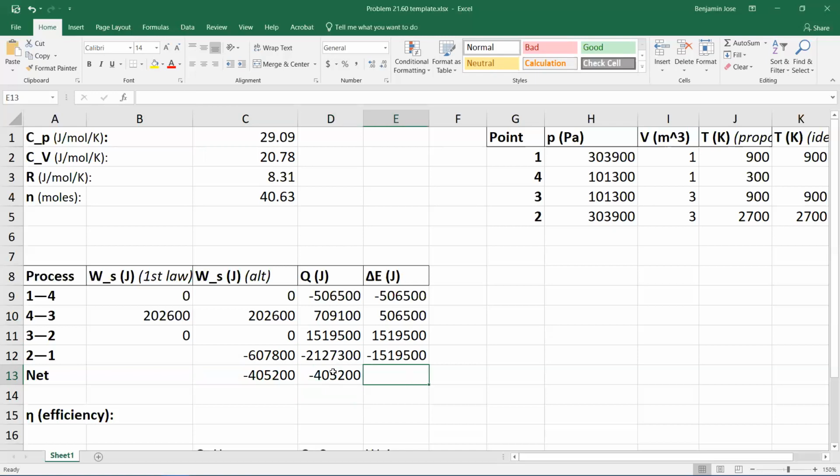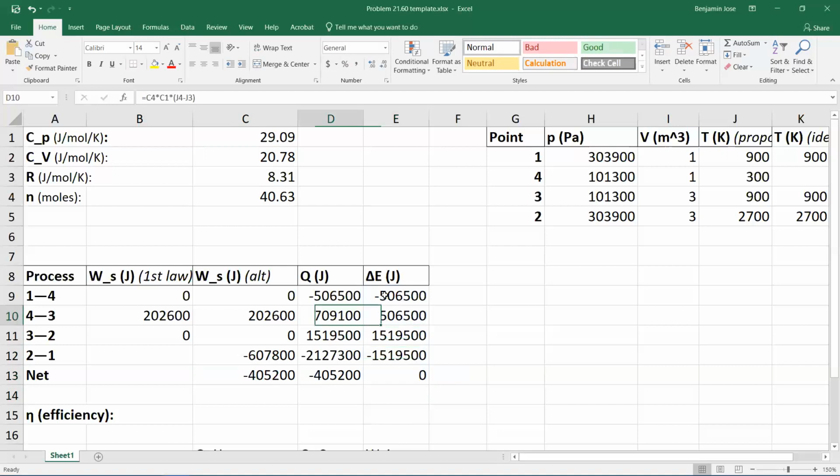Now, the change in energy, you know the answer, right? If it's a closed cycle, if you're taking your gas around right back to where it started, then the energy at the end should be the same as the energy at the beginning. It may change over each individual process, but for the net cycle, the change in energy should be zero. So we take the sum of all these, and of course we get zero.